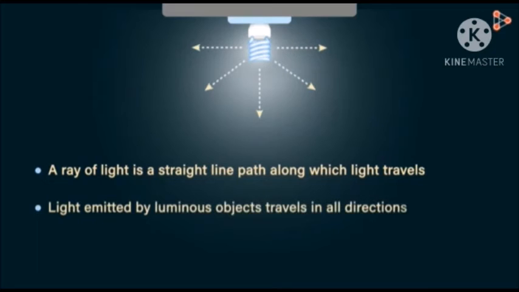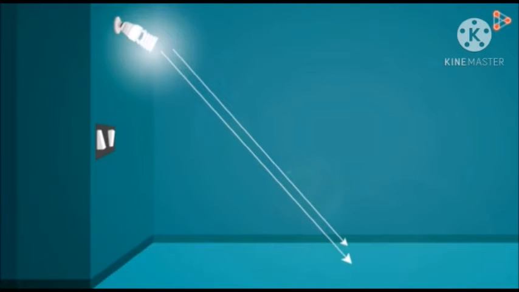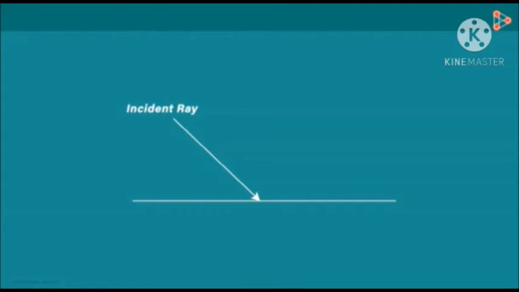Now we know very well that light emitted by a luminous object travels in all directions. Suppose the light emitted by the bulb is falling on a surface, is reflected back and follows a certain path. Consider a plane surface, and a ray of light is striking at a point. This is called an incident ray. We know this ray will be reflected back by the surface. We call this ray the reflected ray. Why is it not in a different direction? Why only here? This is because a ray of light follows certain laws of reflection.